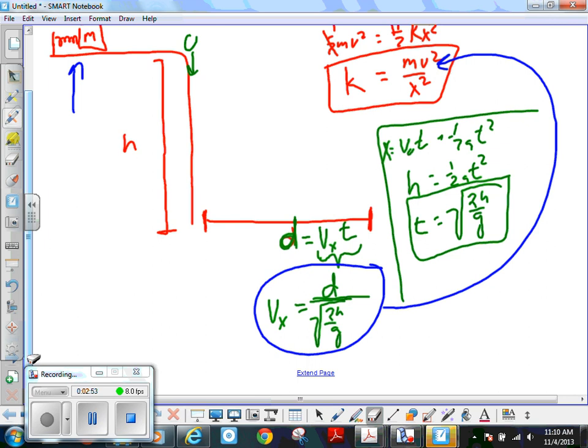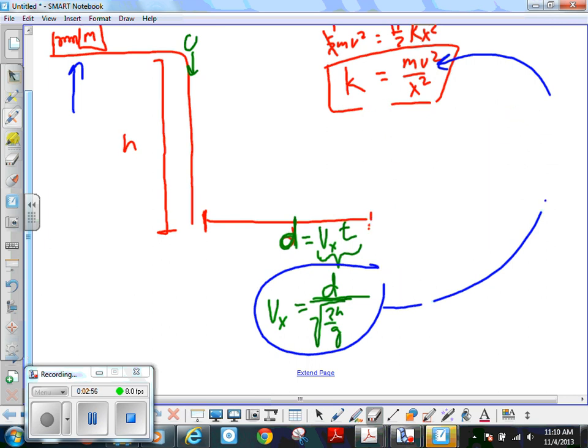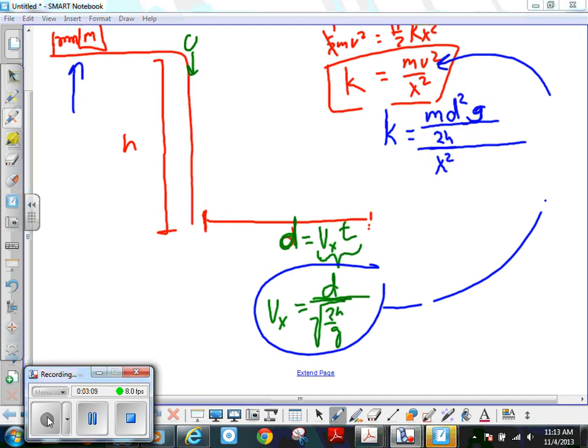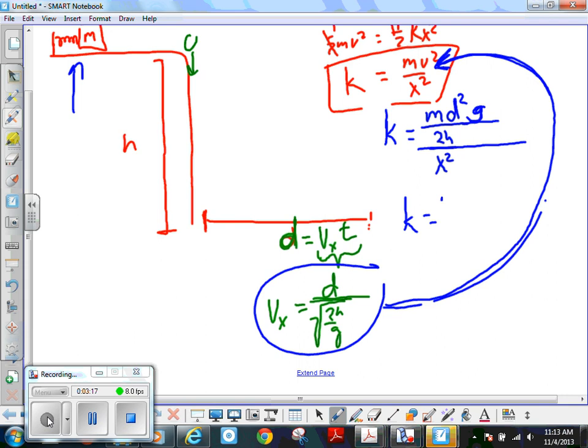So if we want to plug that in, we can have a better answer for the spring constant. That's a little k, is equal to, okay, you just plug in here and do a little bit of algebra, and I guess the final answer then is md squared g over 2hx squared. And that should be our spring constant unless I messed up on the algebra.